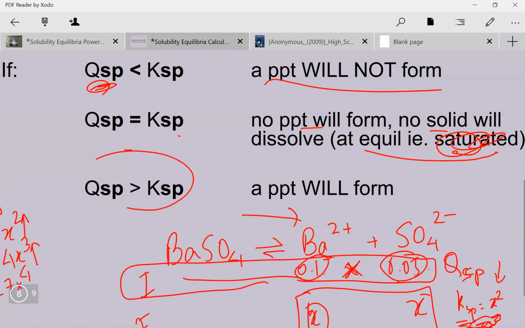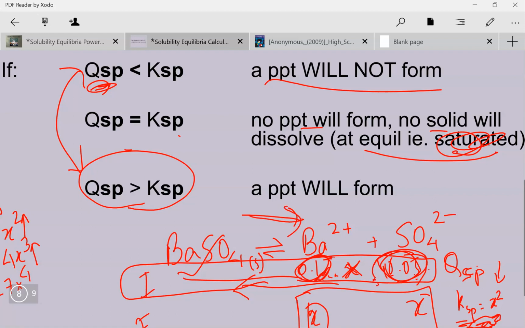If the QSP is greater than the KSP, which means that these concentrations are too big, then to reach equilibrium, I will shift in the reverse direction towards my solid, which will form a precipitate. Right? So again, let's do these ones again. If QSP is lesser than KSP, the QSP value is too small, which means the concentrations of my ions here are too small. That means that I will shift my equilibrium to the right to increase these concentrations so that I can reach my KSP value, reach my equilibrium state.